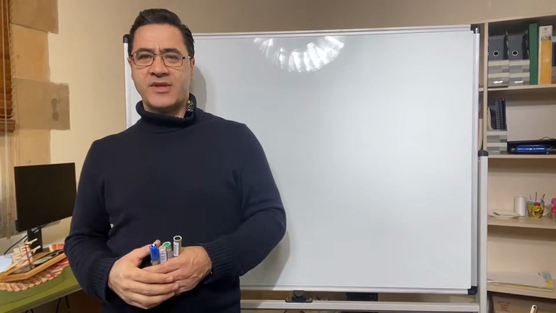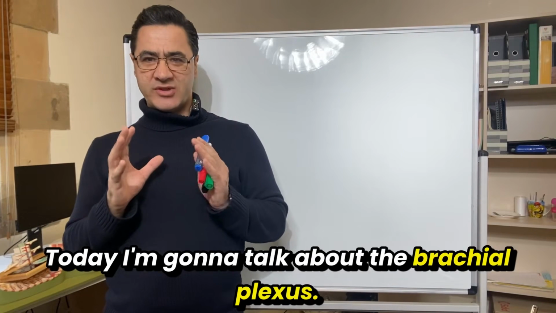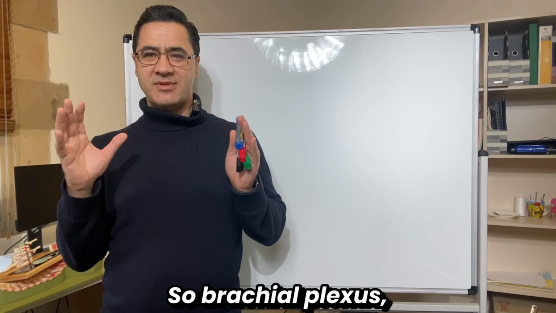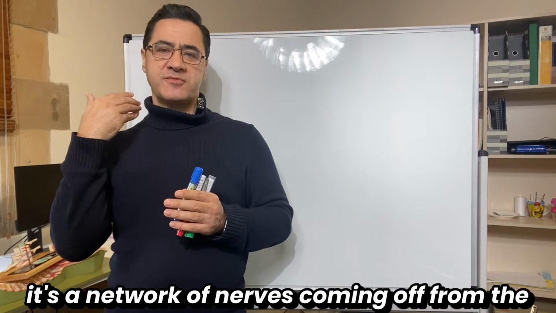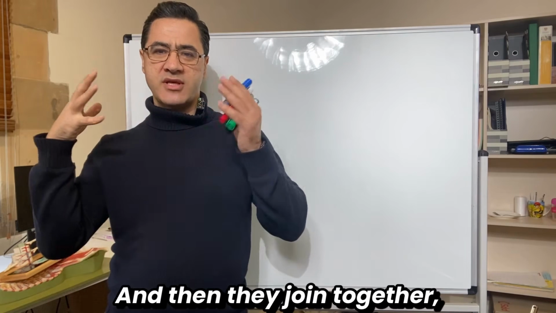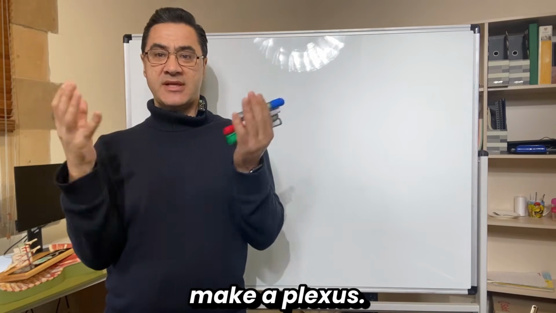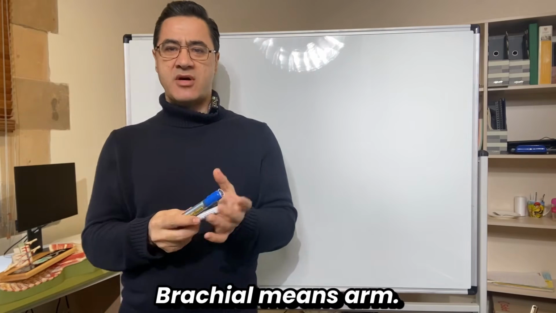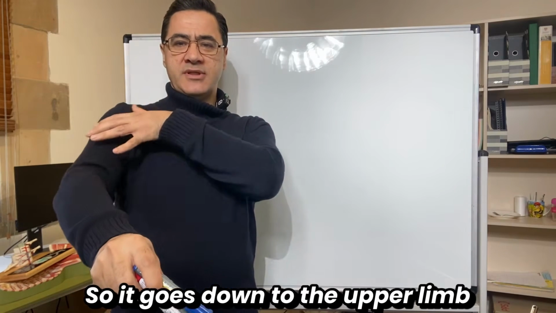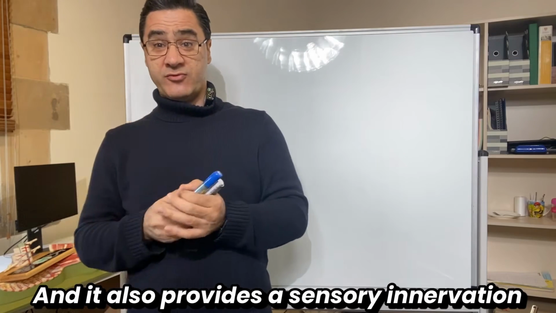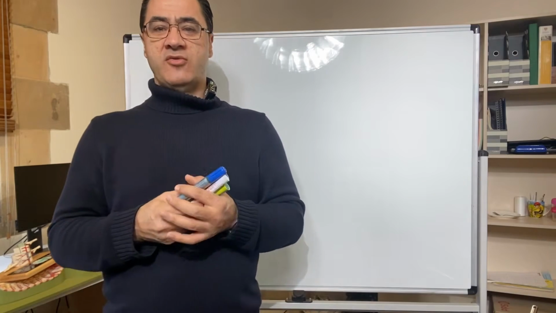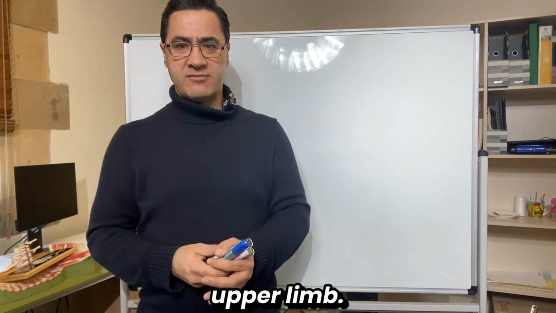Hello everybody. Today I'm gonna talk about the brachial plexus. So brachial plexus, it's a network of nerves coming off from the cervical spinal cord, and then they join together, make a plexus. Brachial means arm, so it goes down to the upper limb and it supplies the muscles of the upper limb, and it also provides the sensory innervation for the skin on the upper limb.